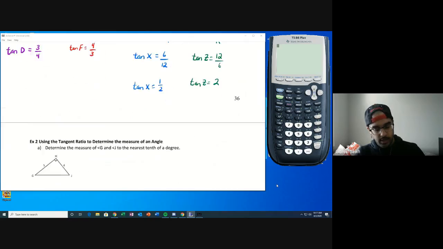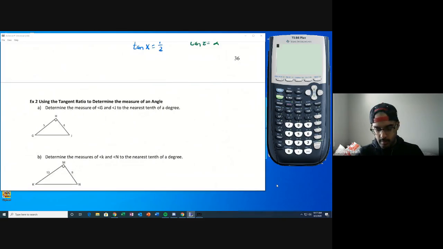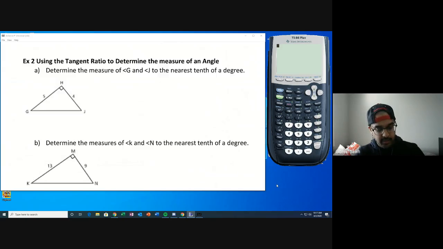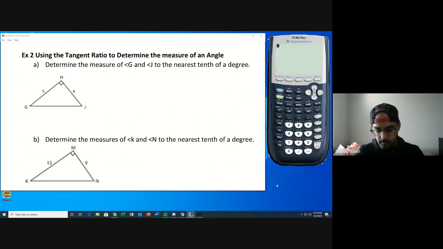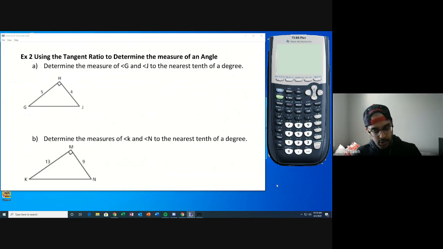Okay, so again, just make sure they are in degree mode, because if they aren't, you might see some weird numbers that don't make sense, or there might be a number that does make sense, but it won't actually be the correct number. Okay, so we're asked to determine the measure of angle G and angle J, both to the nearest tenth. Now, if we can find one of them, we can always subtract from 180 to find the other one. But for now, let's just practice using that tangent ratio to do both of them. So let's do angle G first.